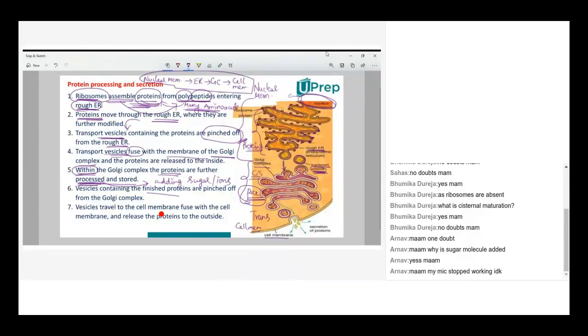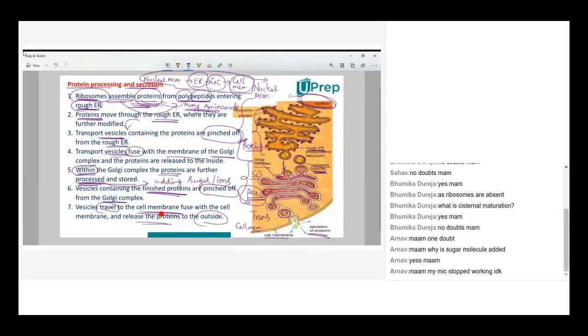Now once the proteins are finished off packing properly to go to their destination, they'll again be pinched off from the Golgi complex and travel towards the cell membrane. And they'll release the proteins to the outside. So this is how the proteins will be produced, packed, processed and released to the outside. So that's the flowchart. From the endoplasmic reticulum towards the Golgi complex, towards the cell membrane, they will be removed towards the target part. This whole process we call protein processing and secretion.